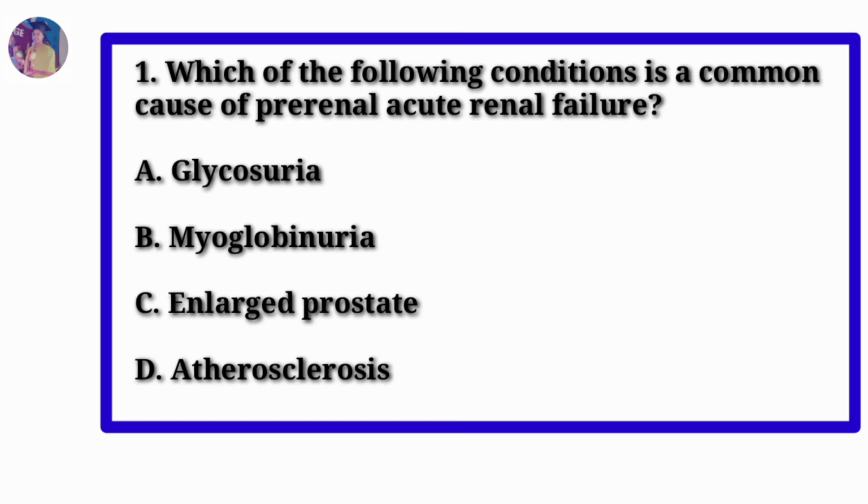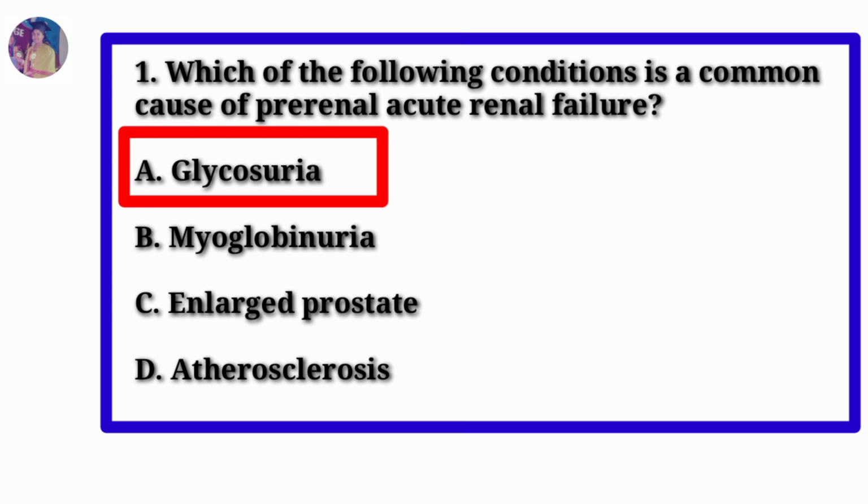Question number 1. Which of the following conditions is a common cause of prerenal acute renal failure? Option A. Glycosuria. Option B. Myoglobinuria. Option C. Enlarged prostate. Option D. Arteriosclerosis. Answer. Option A.